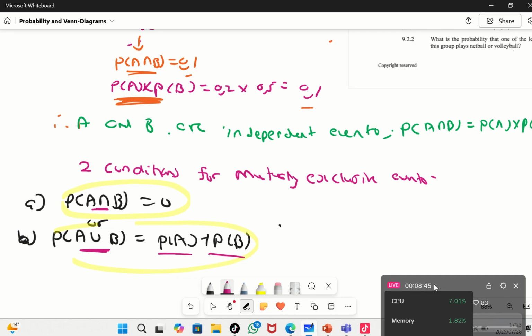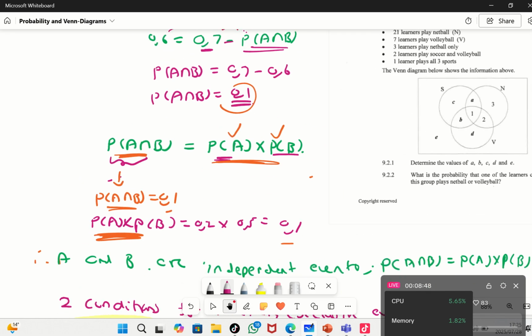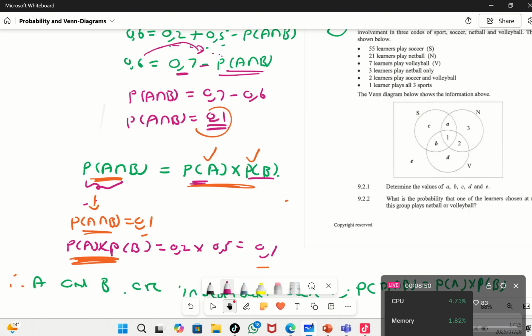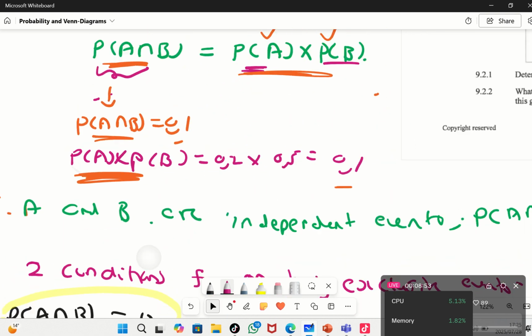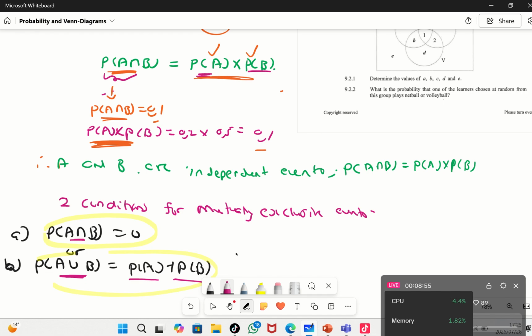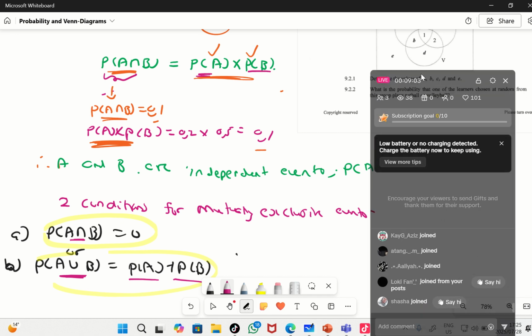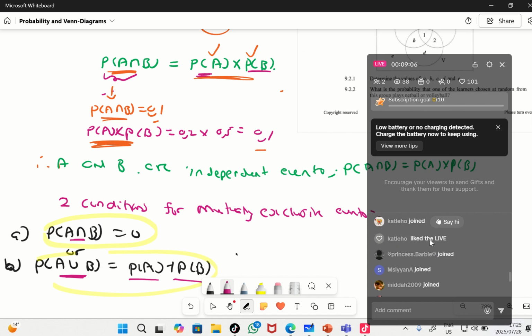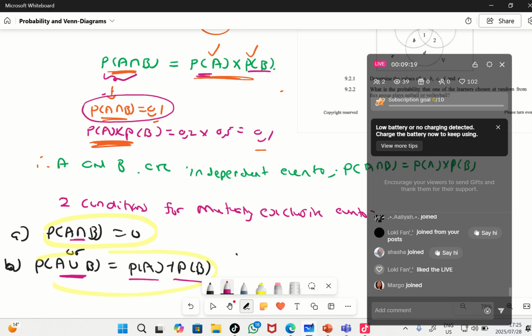Now, can you tell me if these two events A and B are mutually exclusive, given the information we have here? Are A and B mutually exclusive? Events A and B are not mutually exclusive because the probability of A and B is equal to 0.1, which is not equal to 0. So that's how you conclude.